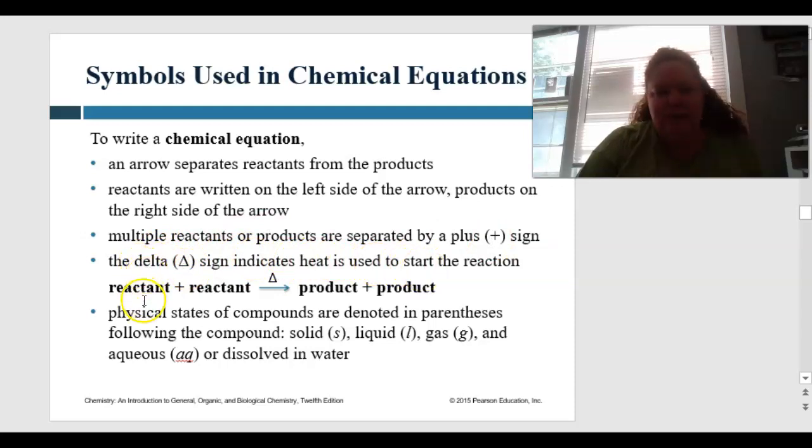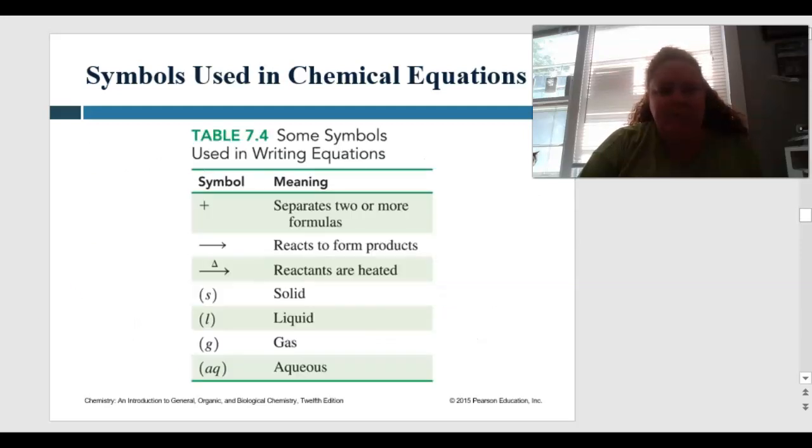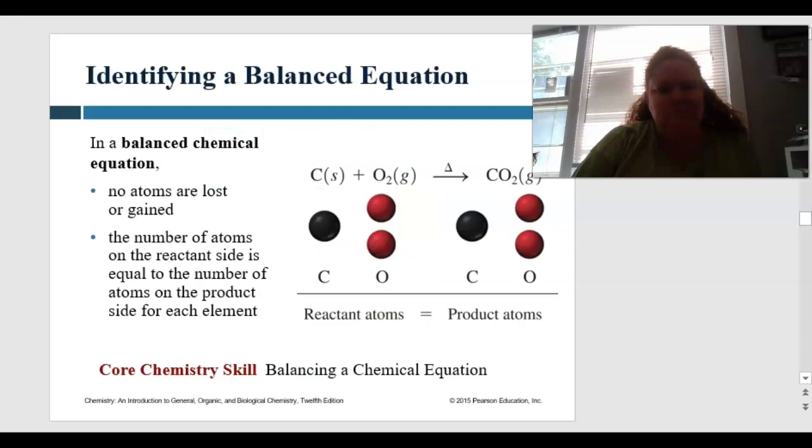So if we have reactant plus reactant, over the arrow we have heat, this would end up producing a product plus a product. And the physical states of a compound are denoted in parentheses following the compound. So solid is an S, liquid is an L, G is a gas, and aqueous, or dissolved in water, is aq. So here's your handy dandy little table that you can keep by your side.